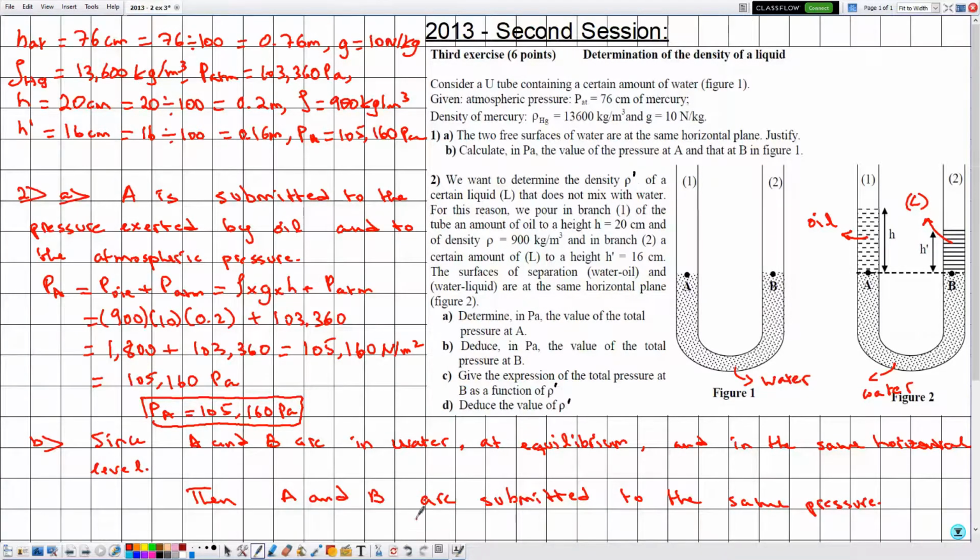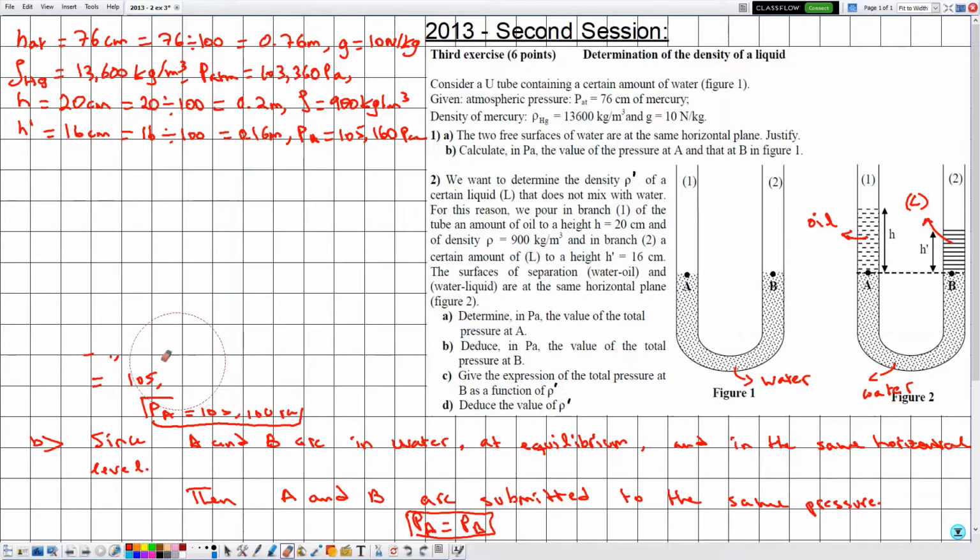Then we can say that the total pressure at the point A is equal to the total pressure at the point B. So we have that the pressure at the point A is equal to the pressure at the point B. But we know that the value of the pressure at the point A is given by 105,160 Pascal. Then in this case, the pressure at the point B is 105,160 Pascal.